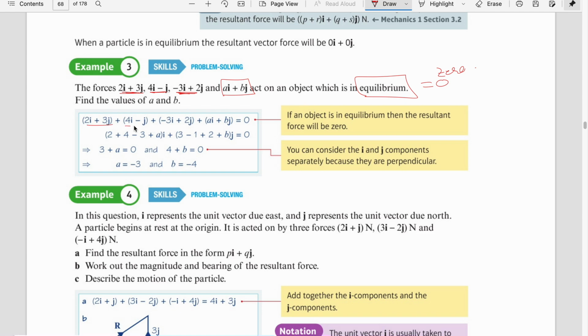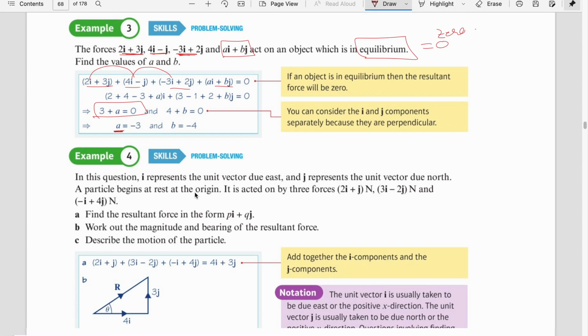So there you go, 1, 2, 3, 4, add all the i, that is 2i plus 4i, 6, 6 minus 3 is again 3, 3 plus A should be equal to 0. So 3 plus A equals 0 and we find A. Same way we find B.